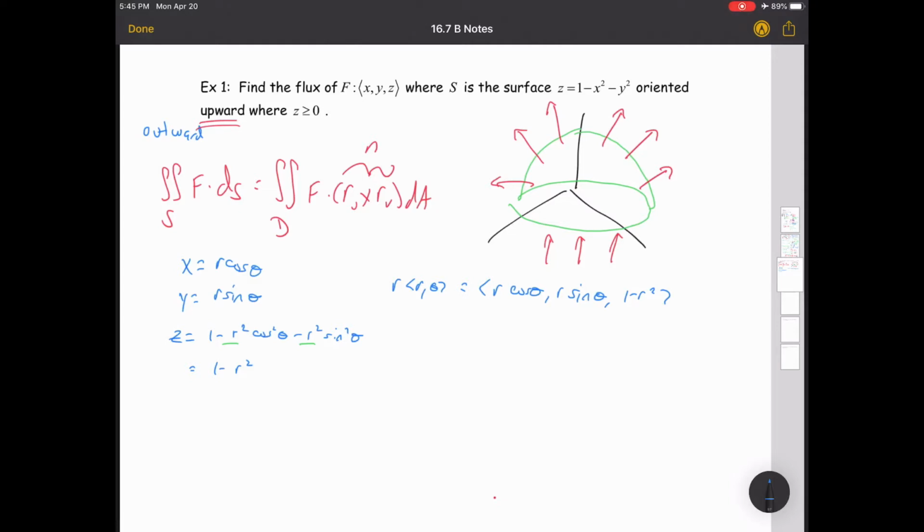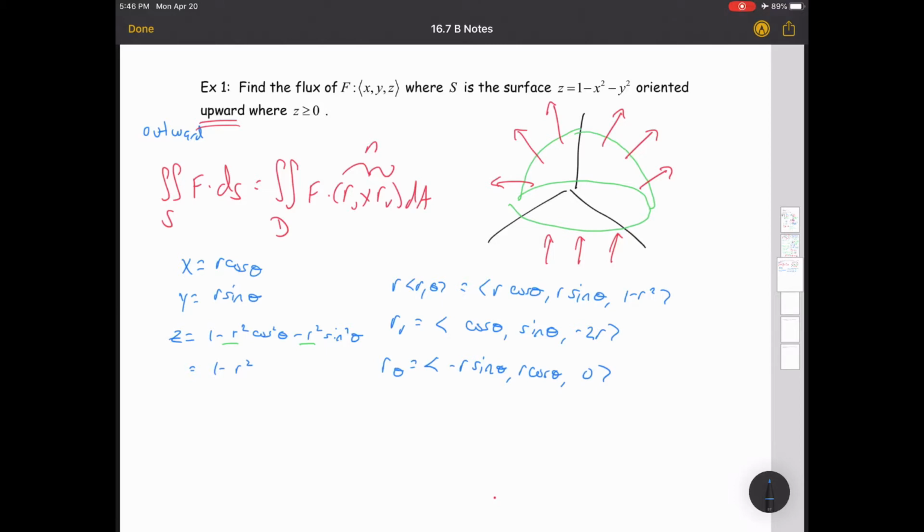All right, so we're going to need to do the partials. So we're going to do r sub r. The derivatives with respect to r are just going to be cosine theta, sine theta, and negative 2r. The derivatives with respect to theta are going to be negative r sine theta, r cosine theta, and then 0, because there's no thetas in that last entry at all.